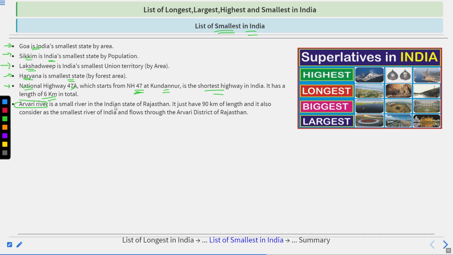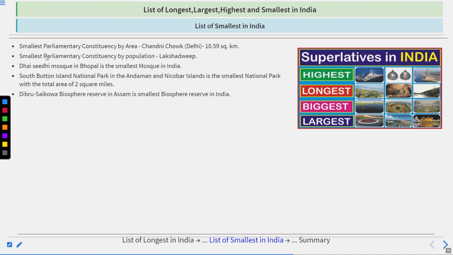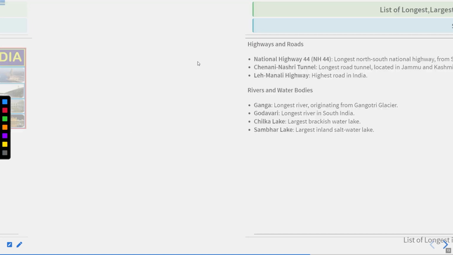Aravari River, a small river in the Indian state of Rajasthan, is just 90 km in length, also considered the smallest river of India, and flows through the Aravari district of Rajasthan. Now, the smallest parliamentary constituency by area is Chandni Chowk, Delhi, 10 square kilometers. The smallest by population is Lakshadweep. Dhai Seedi Mosque in Bhopal is the smallest mosque in India. South Button Island National Park in Andaman and Nicobar is the smallest national park, with a total area of 2 square miles. Dibru Saikhowa Biosphere Reserve in Assam is the smallest biosphere reserve in India.